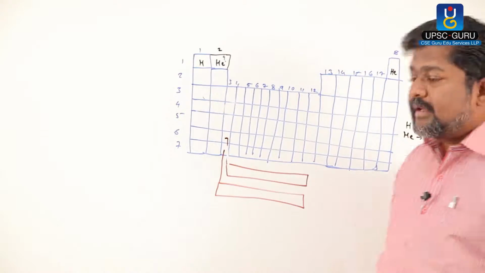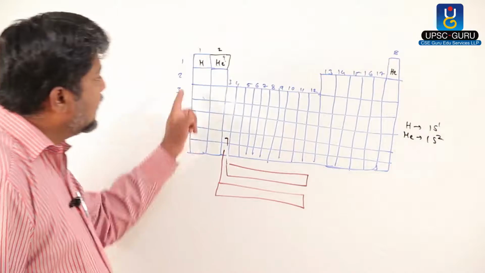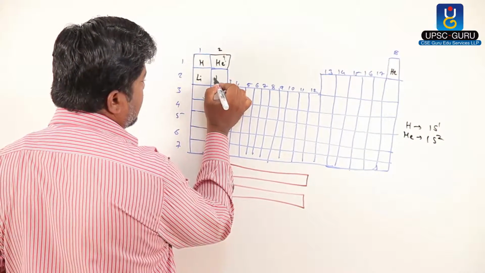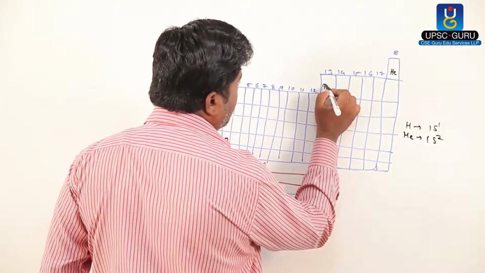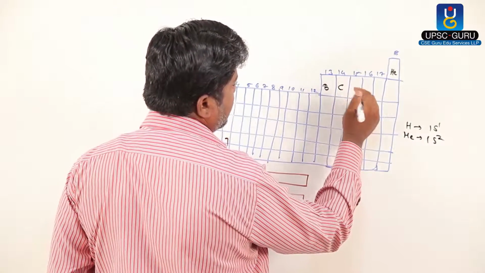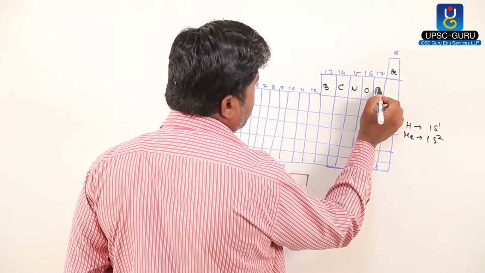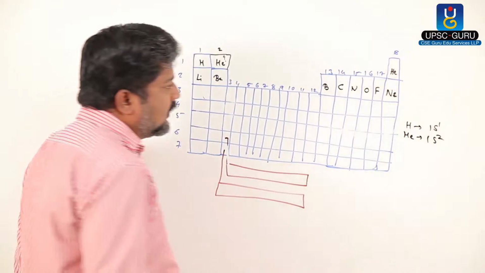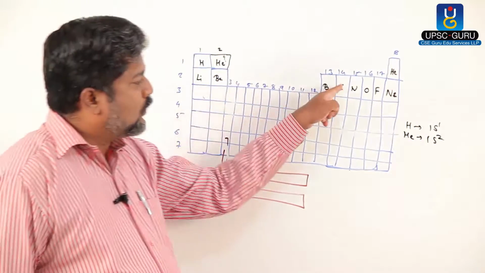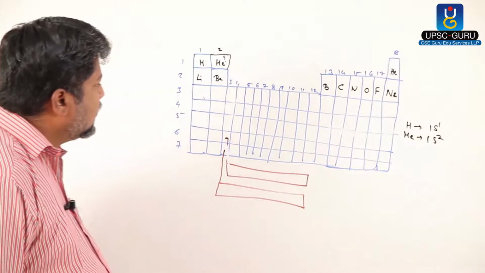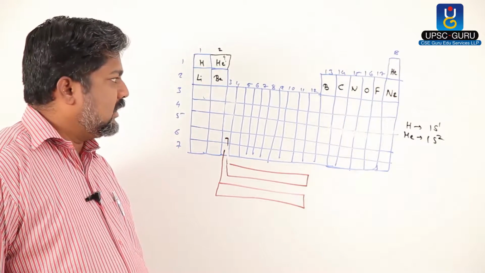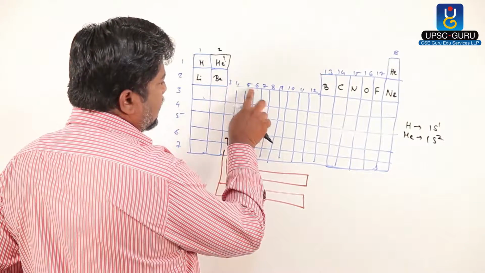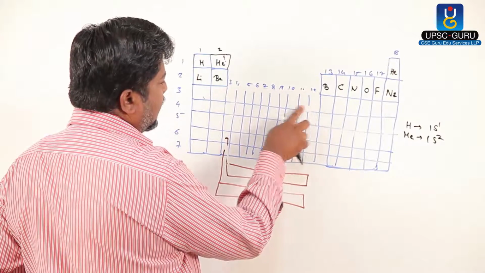Now in the second period, you are aware there are 8 elements. They are lithium, beryllium, boron, carbon, nitrogen, oxygen, fluorine and neon. So 1, 2, 3, 4, 5, 6, 7, 8. There we get 8 elements in the second period. One small mistake was there, I just want to refine this.